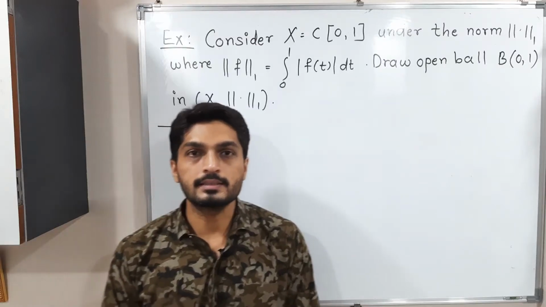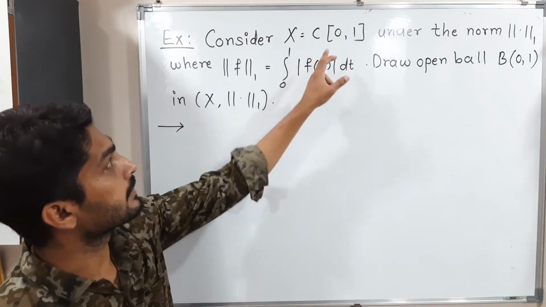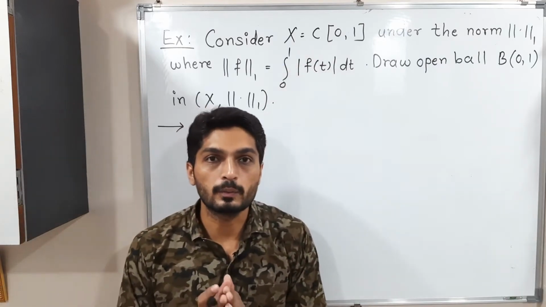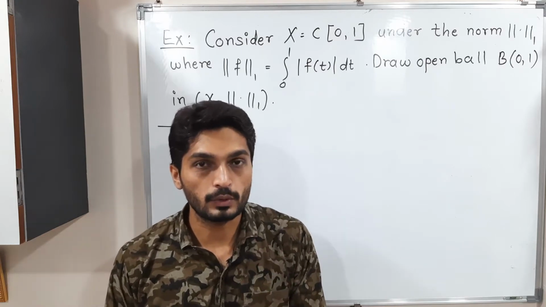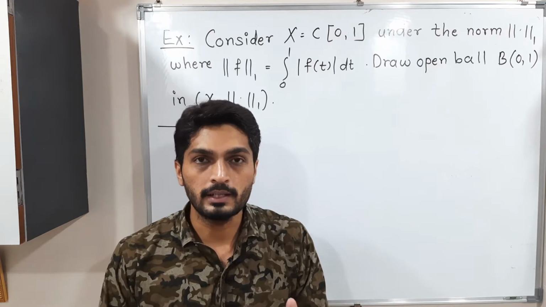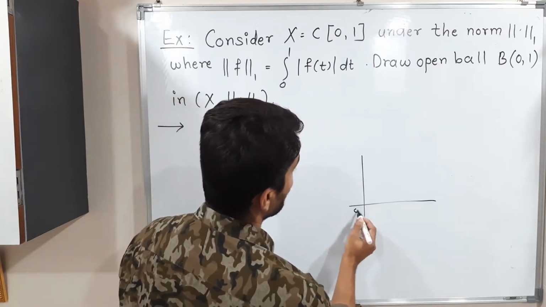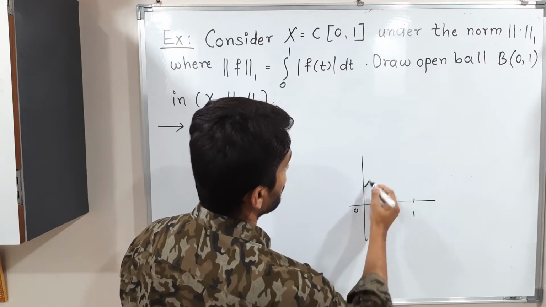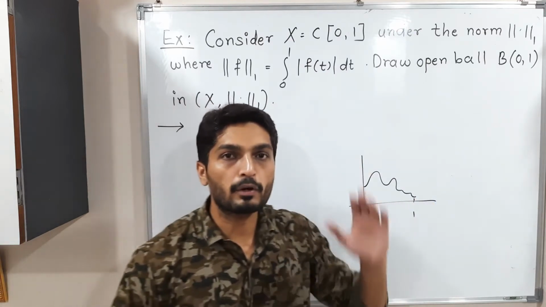So let us discuss this example. In this example, we have X is equal to C closed interval 0 1. C stands for continuous functions, so it's the set of all continuous functions which are defined on the closed interval 0 1. That means I can draw it in this way: this is a continuous function on closed interval 0 1, so this is a member of that family.